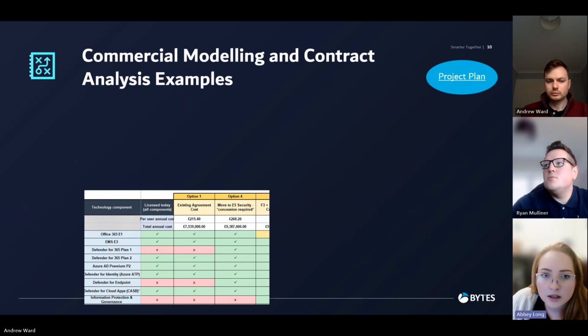Yeah, I guess it gives us that overview, that roadmap of what the customer's trying to achieve long term as well. So it makes that a lot easier when forecasting to Microsoft what's expected.